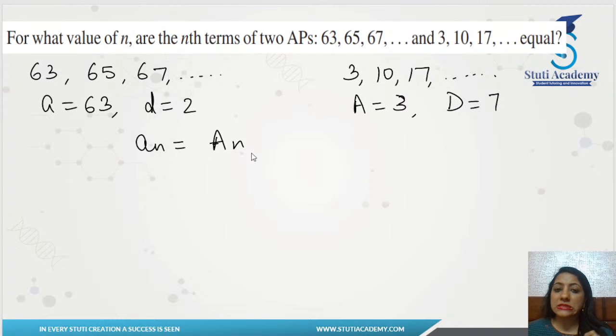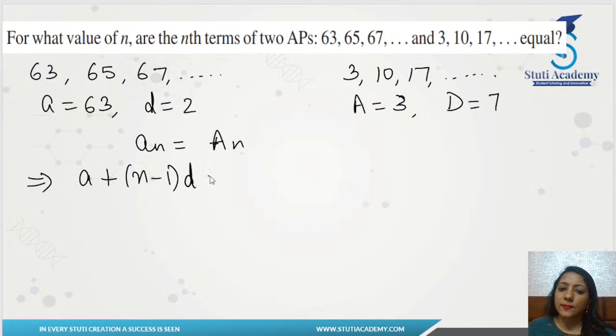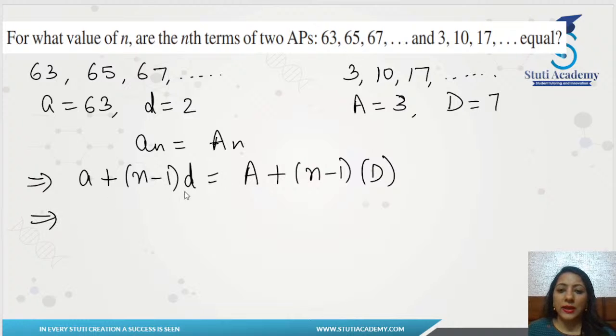Please notice the n is the same, because for what value of n are the nth terms of these two APs the same? Now let us solve this. I'll write this as a plus n minus 1 into d, and this one I'll write as capital A plus n minus 1 into d. Now we'll put the values here.